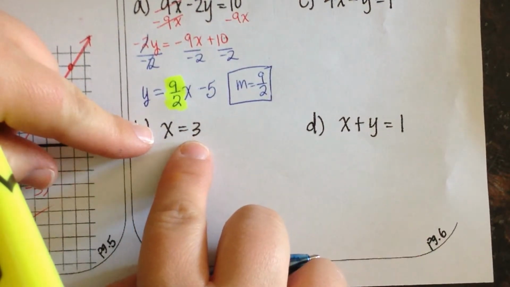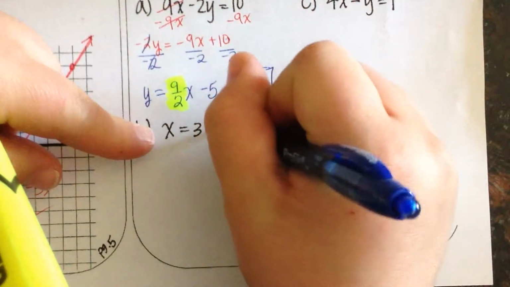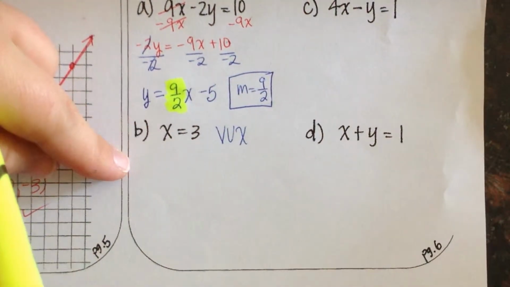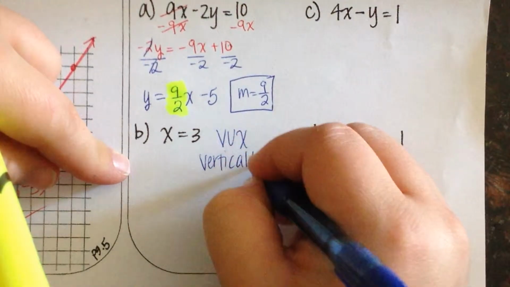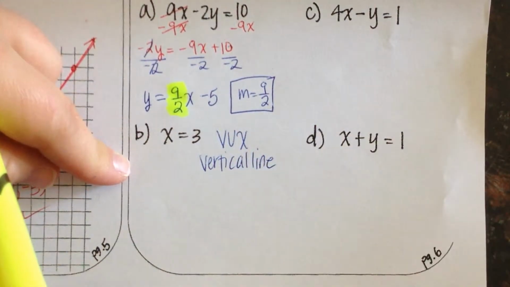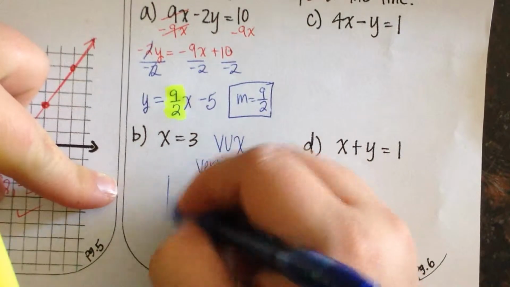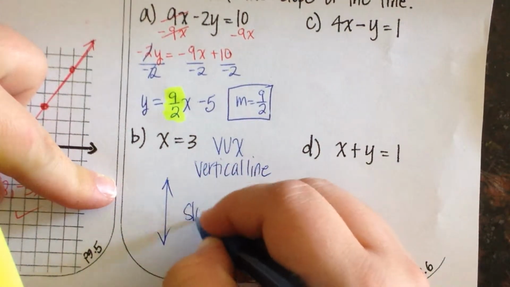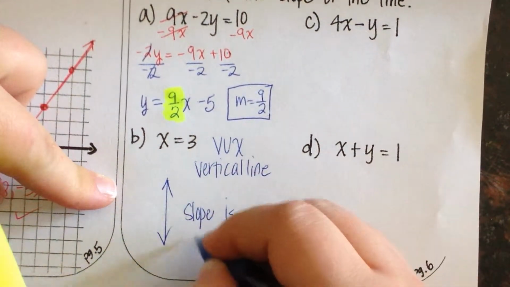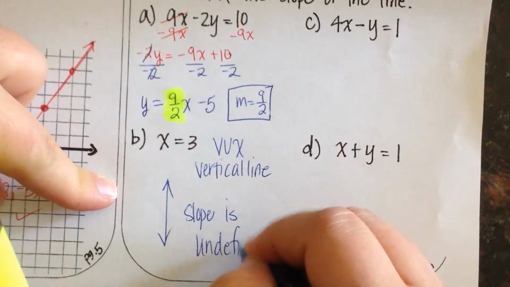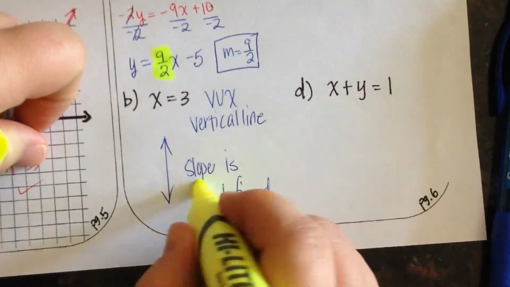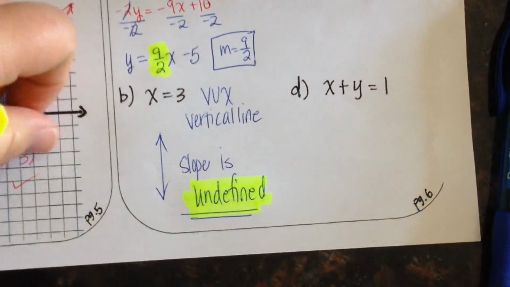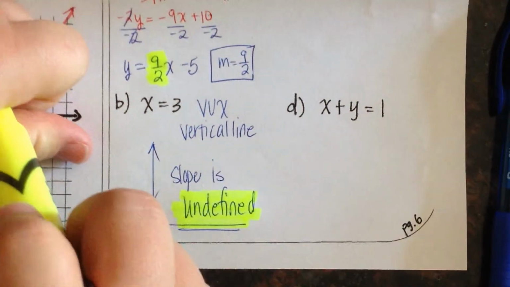Okay, let's do B real quick. X is equal to 3. Now think of this. Okay, remember HOY and VUX. This is going to be a vertical line. And if I have a vertical line, which is up and down, my slope is undefined. And so my answer would be undefined, or you can even put m equals undefined.